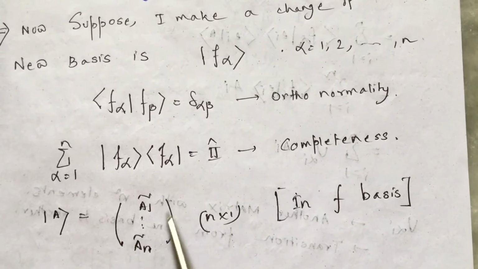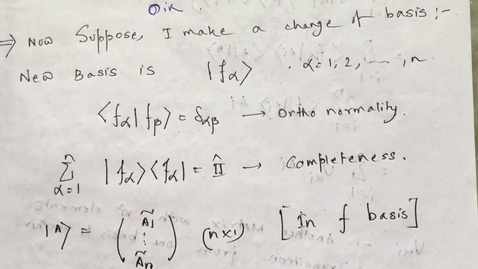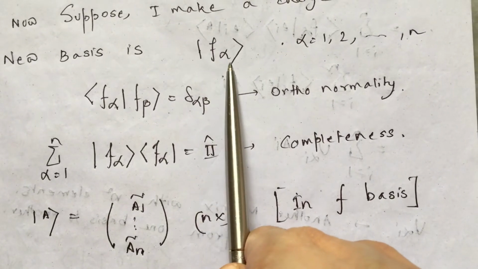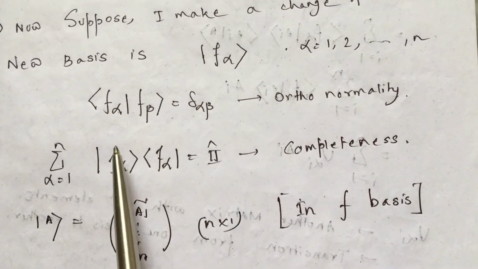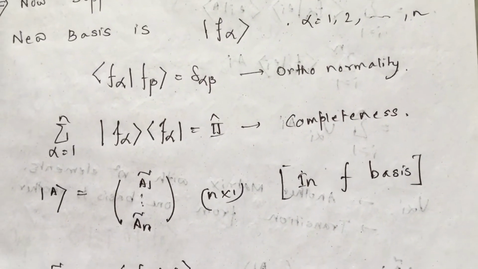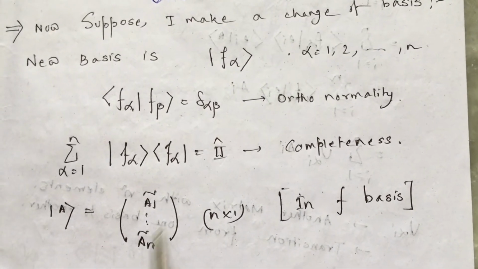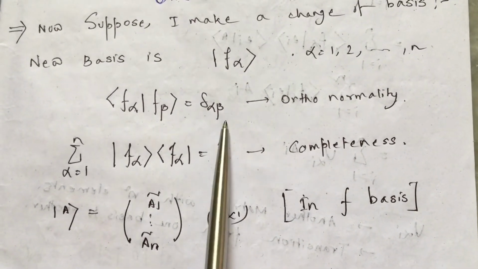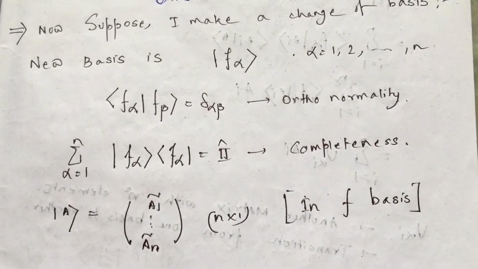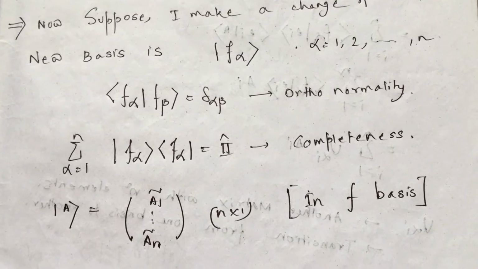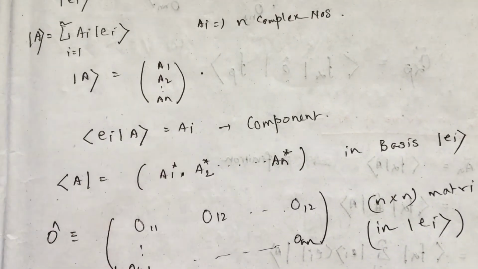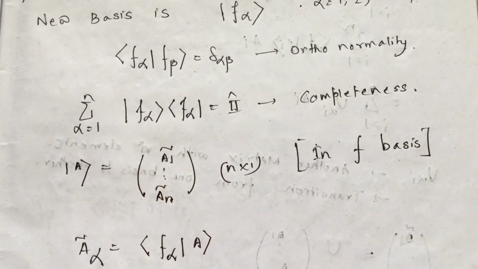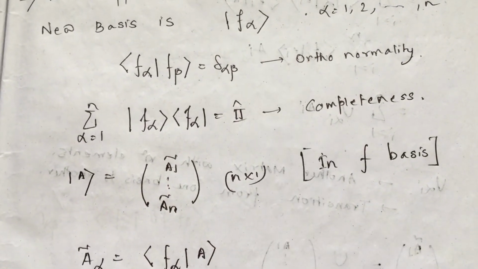Now suppose I make a change of basis. Suppose my new basis is called the kets |f_α⟩, that is f_α, f_β, and as e_i, e_k satisfy the orthonormality condition, these basis vectors also satisfy the orthonormality condition. That is the property of basis vectors. The basis vectors should be complete, otherwise I cannot write any vector as a linear combination of these basis vectors.